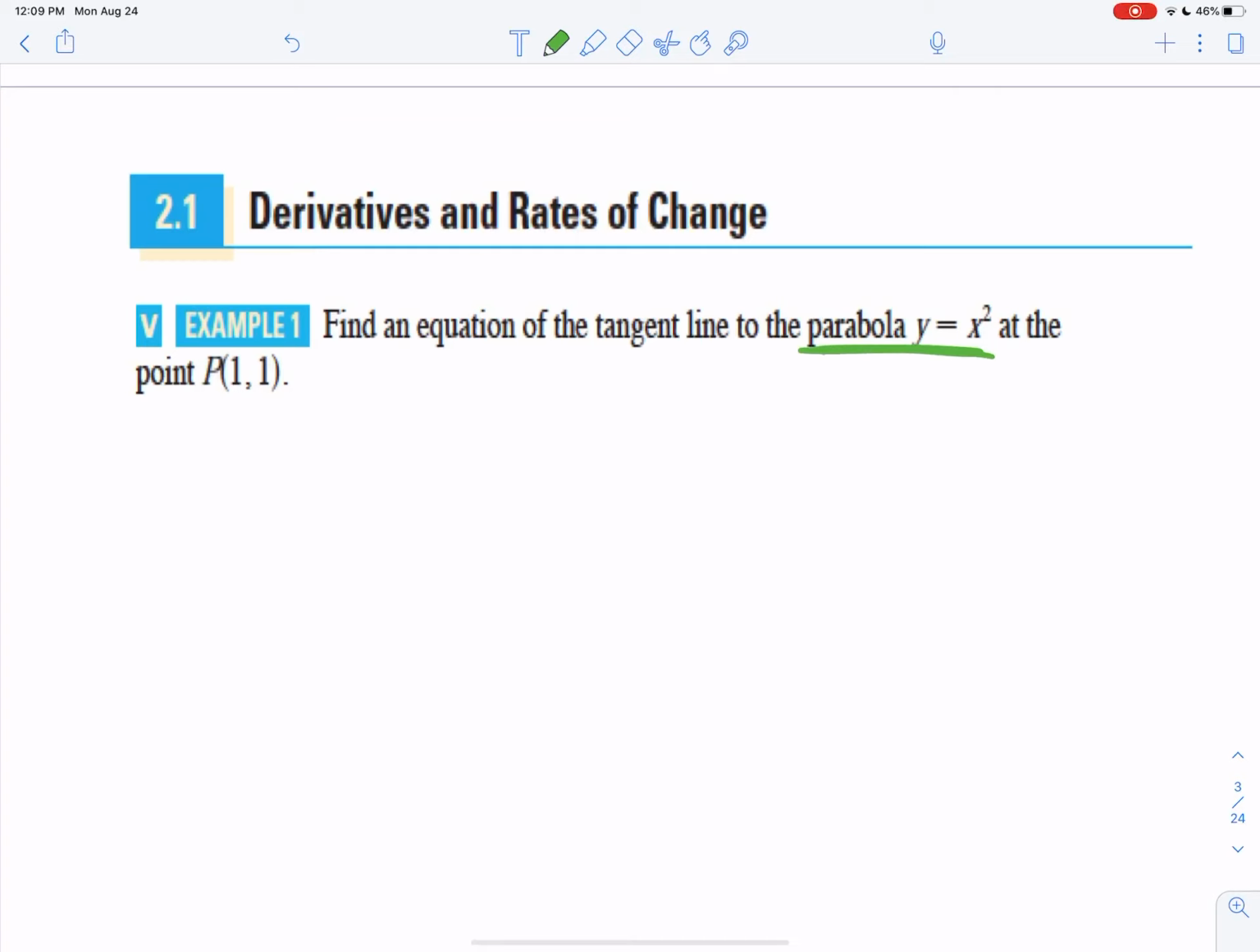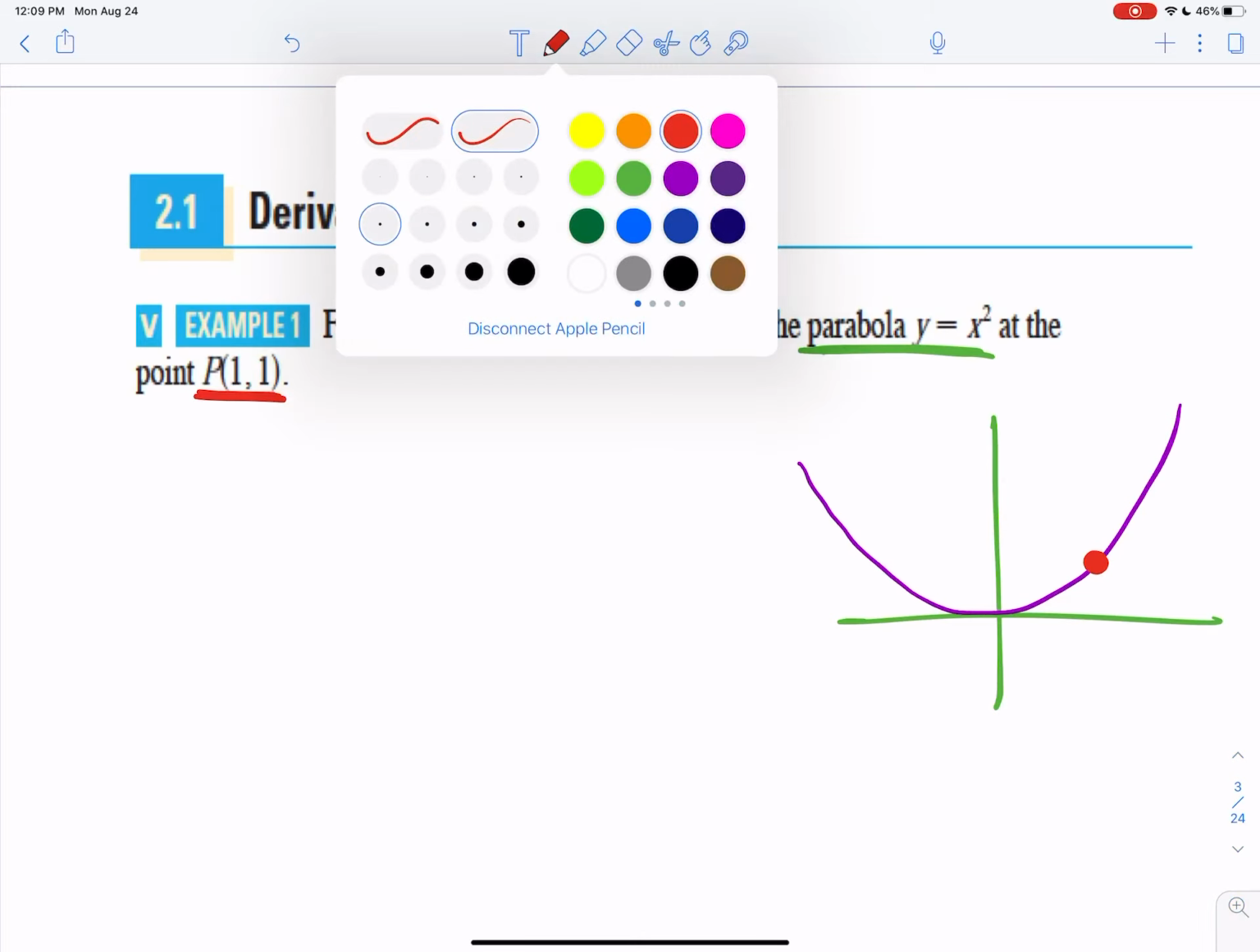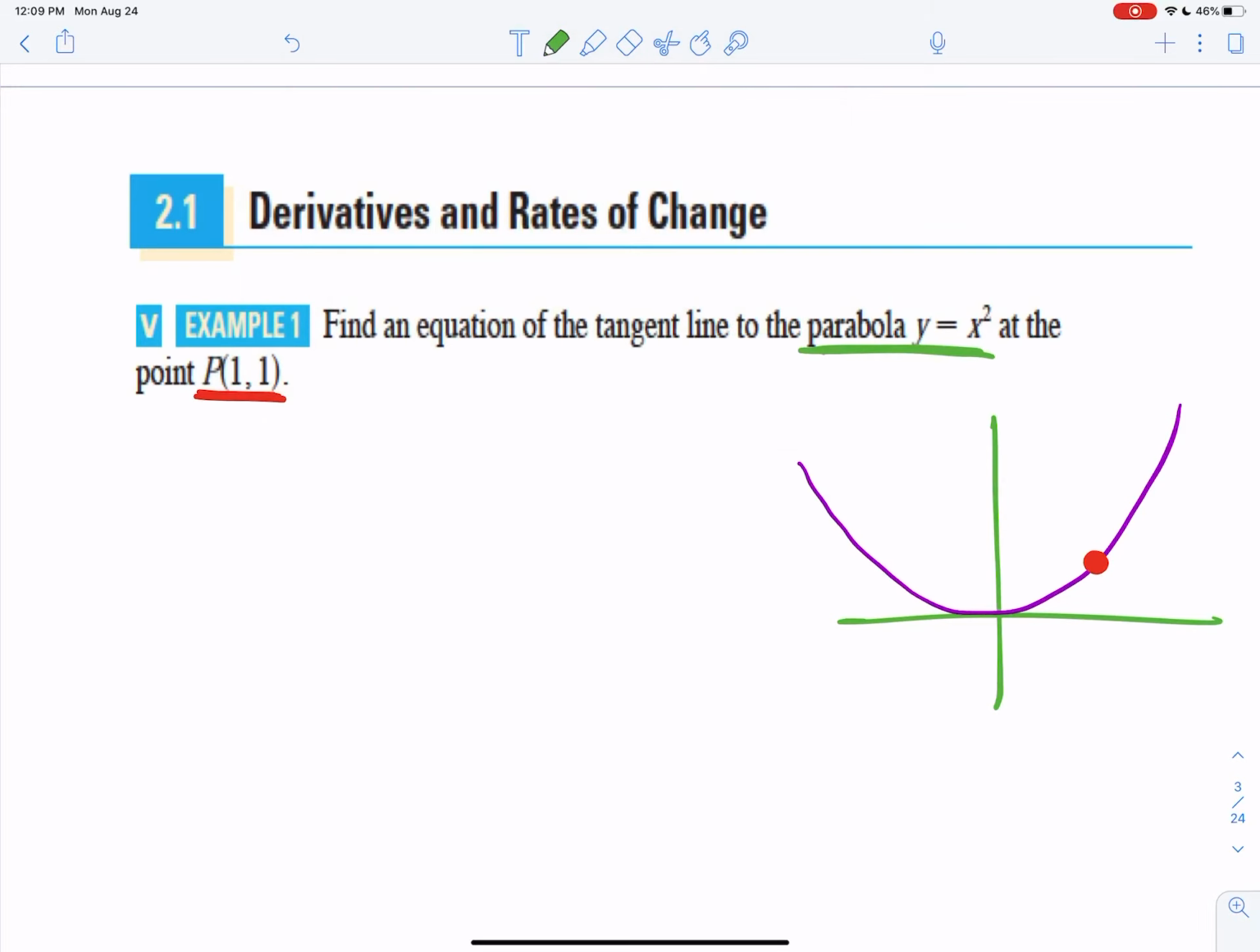We have this parabola, and you don't have to draw it out. I'm giving you guys a visual here. We have this parabola, and specifically at (1, 1), they want us to come up with the equation of that tangent line. So if I were to draw a tangent line here, we're pretty much coming up with, well, what's the equation of that tangent line? Okay? You guys will see this phrase a lot, equation of a tangent line.